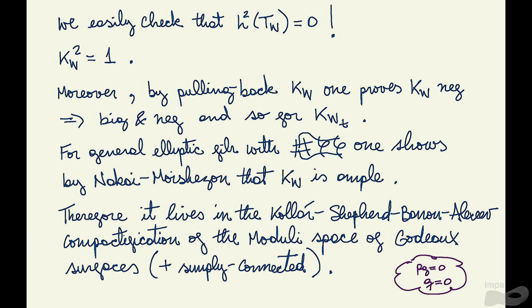And when you take a general elliptic fibration with this I4 and 8 I1, then you can prove, moreover, that the canonical class is ample. And so this surface that we just constructed is in this Kollár–Shepherd-Barron–Alexeev compactification of the moduli space of Godeaux surfaces that are simply connected.